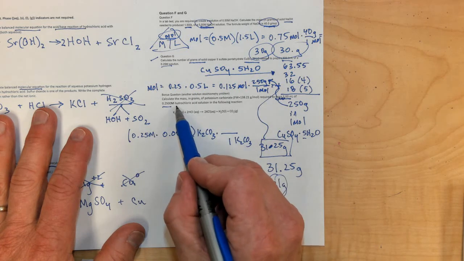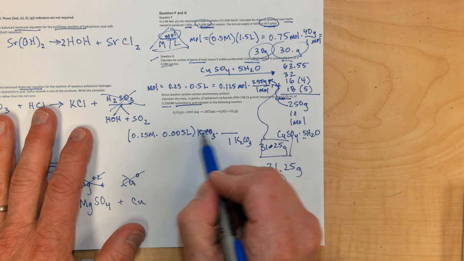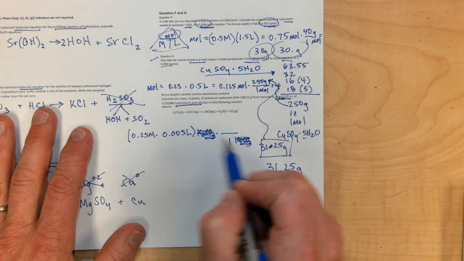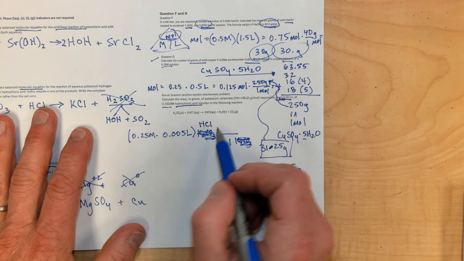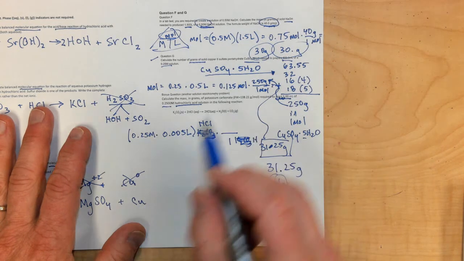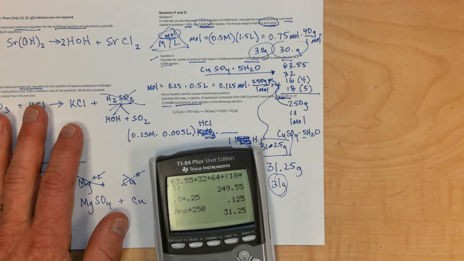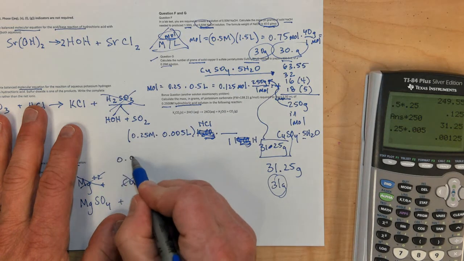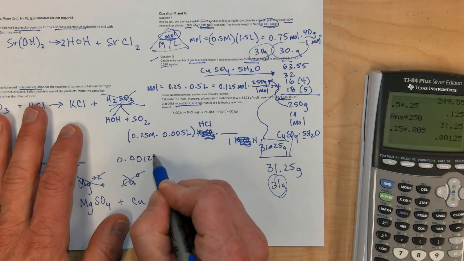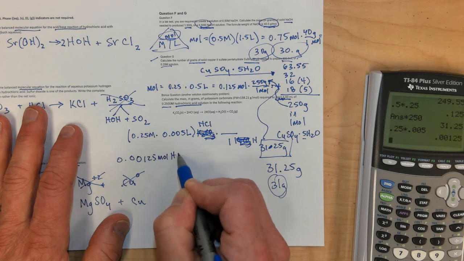Oh, this says it's hydrochloric acid solution. I'm sorry, I put K2CO3 right there. It's hydrochloric acid solution right here, 5 milliliters of 0.25. So put HCl, let me rewrite this. 0.25 times 0.005 is 0.00125 moles of the HCl.